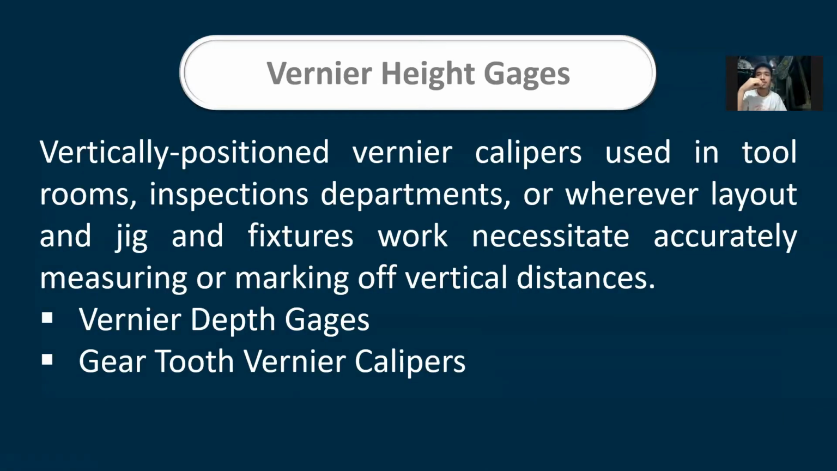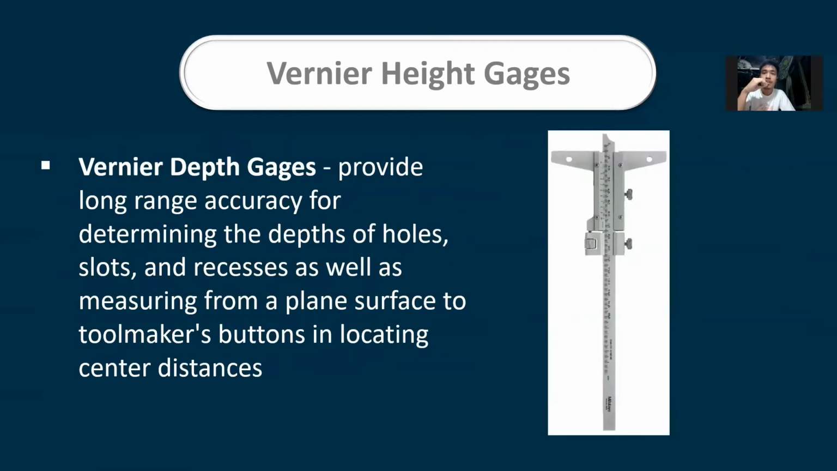Vernier height gauges are used in inspection departments or whatever layout and jig and fixtures works necessitate accurately measuring or markings of vertical distances. So under this there are two, vernier depth gauges and gear tooth vernier calipers. For vernier depth gauges, they provide long-range accuracy for determining the depths of holes, slots, and recesses, as well as measuring from a plane surface to tool maker's buttons in locating center distances.